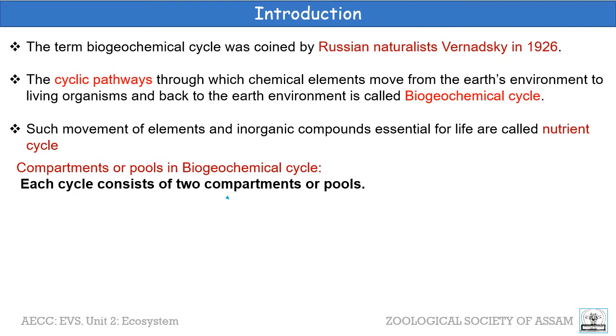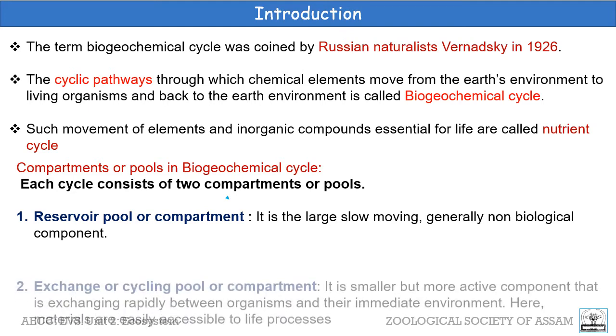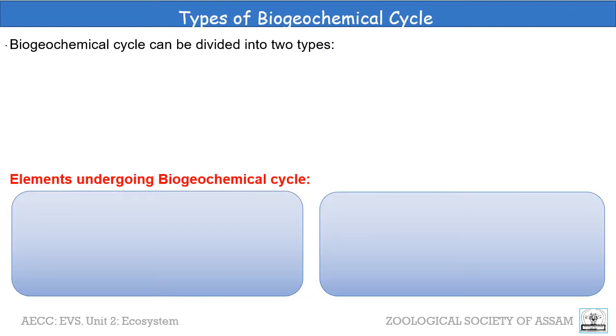Compartments or pools in biogeochemical cycle. A biogeochemical cycle consists of two compartments or pools. Number one, reservoir pool or compartment. It is the large, slow-moving, generally non-biological component. Number two, exchange or cycling pool. It is a smaller but more active component that is exchanging rapidly between organisms and their immediate environment. Here, materials are easily accessible to life processes.